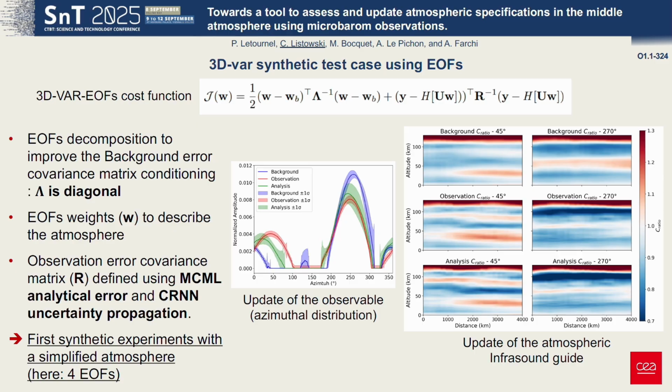Here we'll be using an idealized case because we've been describing the atmosphere with empirical orthogonal functions. Like here, only 4 EOFs are used, but it was to test the chain and to see how it would respond. And on the right side, the analysis below are the waveguides because it's multidirectional. This is the big advantage with this global source. It's multidirectional, sorry. And so the background's at the top, then the observations in the middle, and you see that with the analysis, we get much closer to the observation, starting from the background.